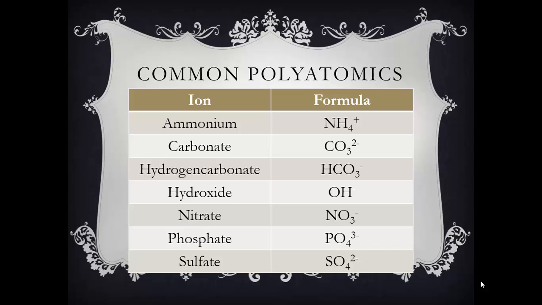Here's some common polyatomic ions. You will get a handy dandy handout on this on Monday. And ammonium's really the only general plus cation charge. Everything else is negative. You have carbonate, hydrogen carbonate, which is also called bicarbonate. Nitrate and phosphate and sulfates all have the highest number of oxygen in their general group, like nitrite and sulfite.